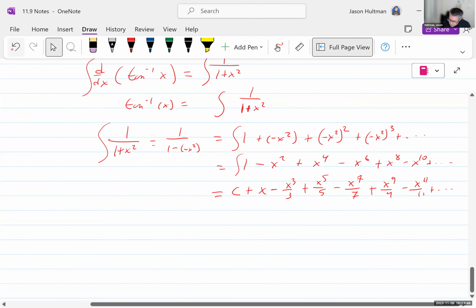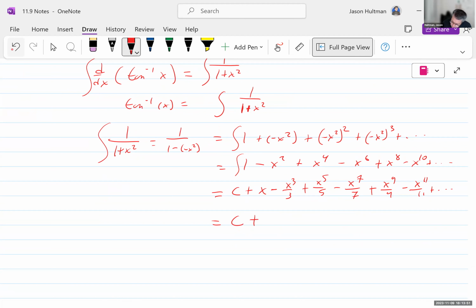Okay, so let's write a series based on what we see here. We have our constant plus, I start off with x to the 1st over 1, right? And then this alternates, so we want to do an alternating series.